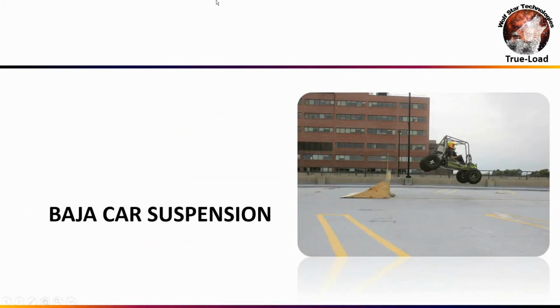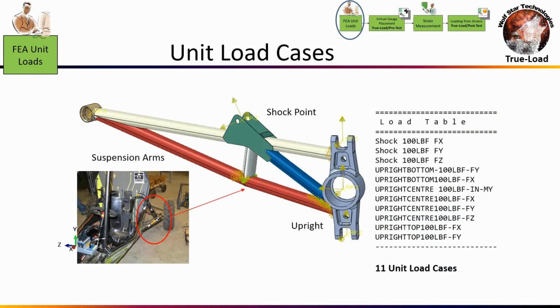Just a few minutes on this Baja car. So these students here that are working on this Baja car, they came and talked to me that they wanted to use my software to help them redesign their Baja car. And so what they did is they set up some loads on an FEA model. So the XYZ loads are the shock, XYZ loads the wheel, X and Y loads the stabilizer links. And so they basically, at the end of the day, they had 11-unit load cases on the structure.